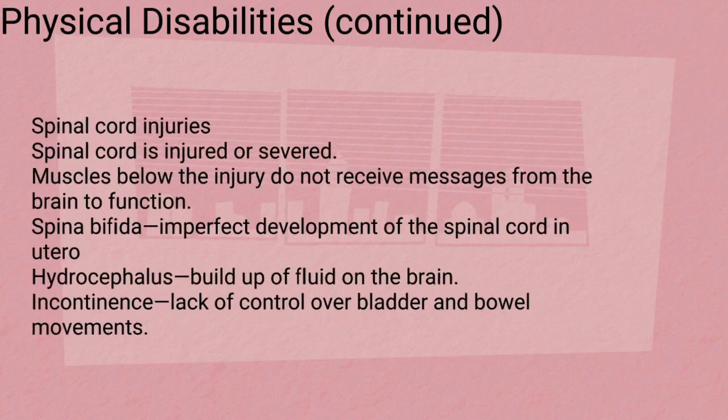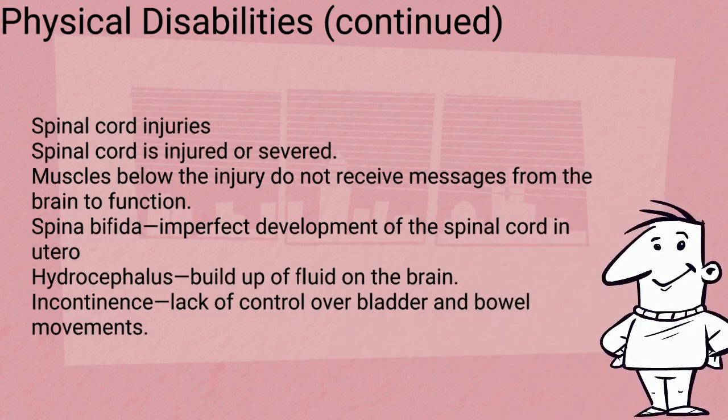Spinal cord injuries. The spinal cord is injured or severed. Muscles below the injury do not receive messages from the brain to function. Spina bifida, imperfect development of the spinal cord in utero. Hydrocephalus, buildup of fluid on the brain. Incontinence, lack of control over bladder and bowel movements.